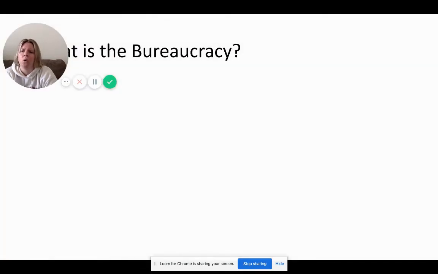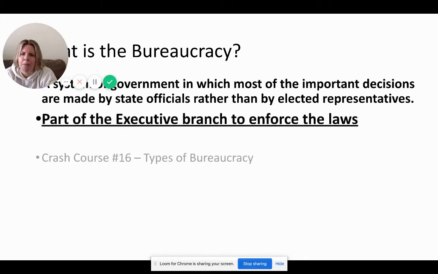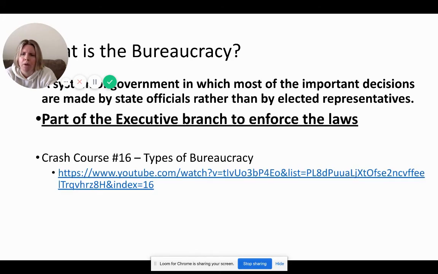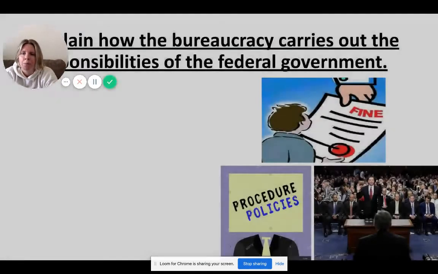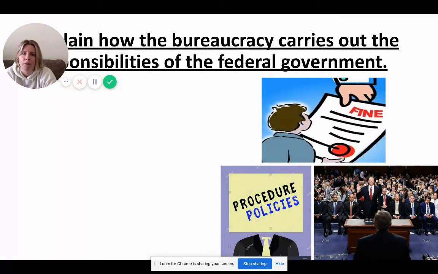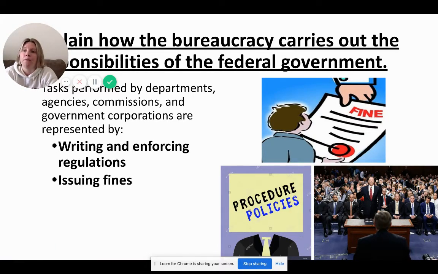How can we actually hold the bureaucracy accountable? So what is it? It's basically part of the executive branch. They enforce the laws. Got some great crash courses on there if you want to check those out. They're not listed specifically, but cabinet departments are mentioned in the Constitution. The President chooses who serves in those. The Senate does confirm. How do they carry out responsibilities? They write and enforce regulations.